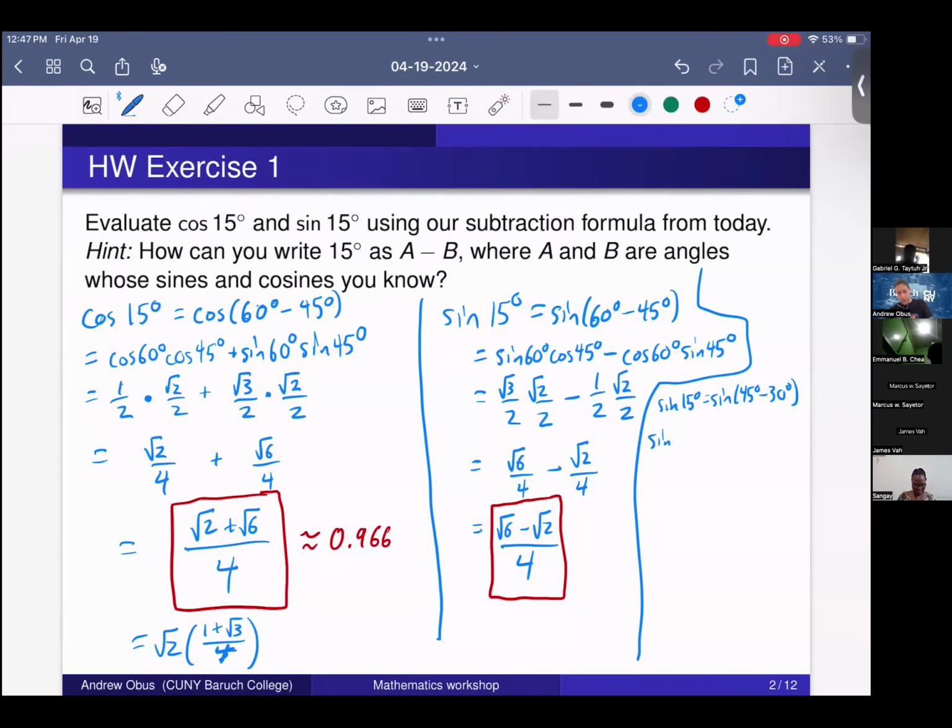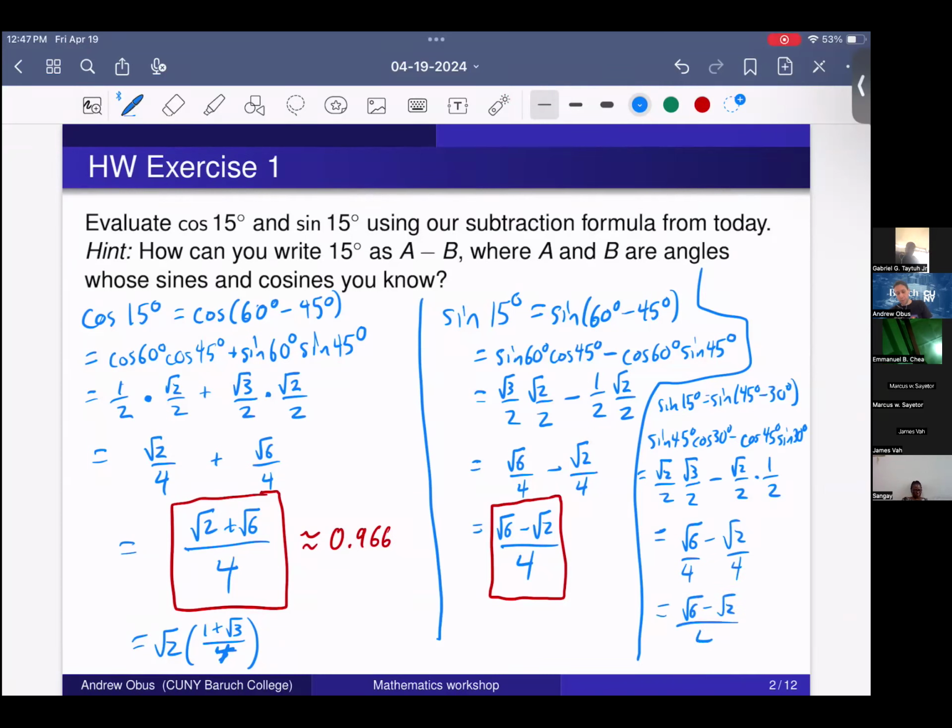So that's going to be sine 45 times cosine 30 minus cosine 45 sine of 30. Sorry, the writing is a little small. And that's going to turn out to be square root of 2 over 2 times cosine 30, which is square root of 3 over 2, minus cosine 45, which is square root of 2 over 2, times sine 30, which is 1/2. And again, you see we get exactly the same answer. Root 6 over 4 minus square root of 2 over 4. And that's square root of 6 minus square root of 2, over 4.